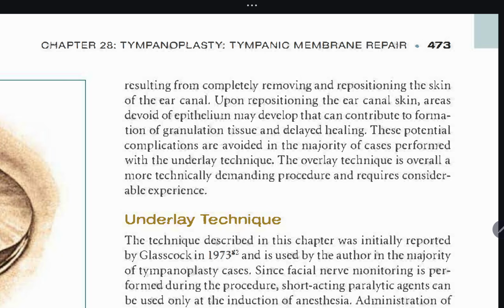Upon repositioning the ear canal skin, areas devoid of epithelium may develop that can contribute to formation of granulation tissue and delayed healing. These potential complications are avoided in the majority of cases performed with the underlay technique. The overlay technique is overall a more technically demanding procedure and requires considerable experience.